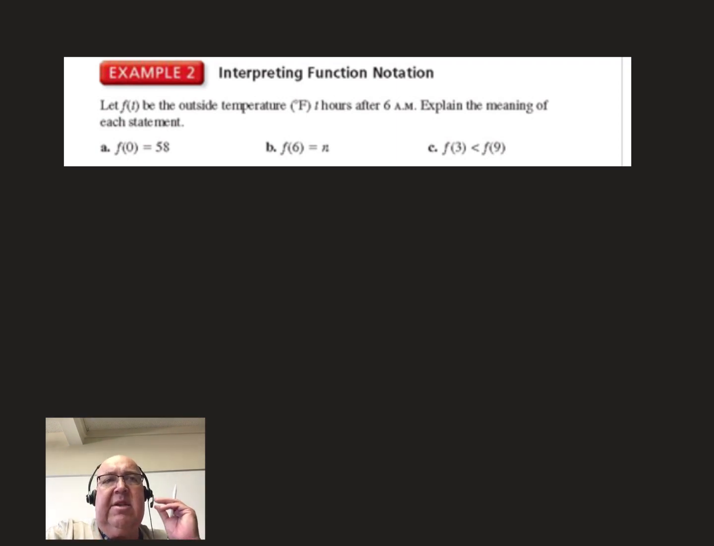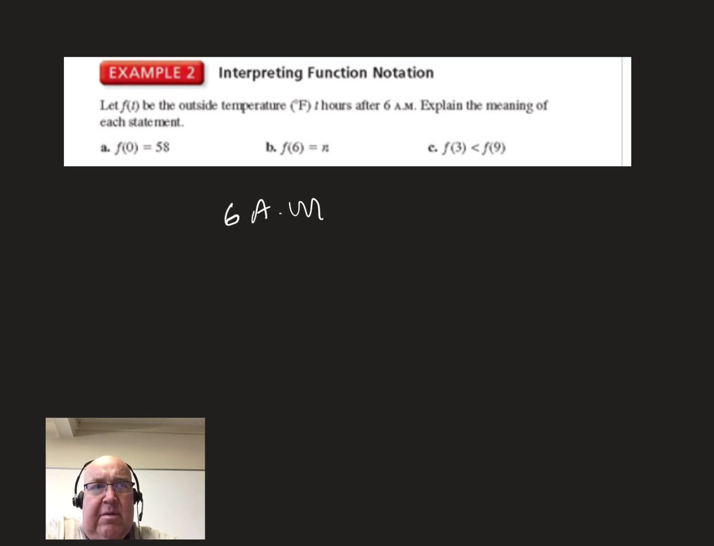So let's look at what we got here. We have f of t is the outside temperature in degrees Fahrenheit t hours after 6 a.m. Explain the meaning of each statement. So f of 0 equals 58 degrees. That means that at 6 a.m. it's 58 degrees.